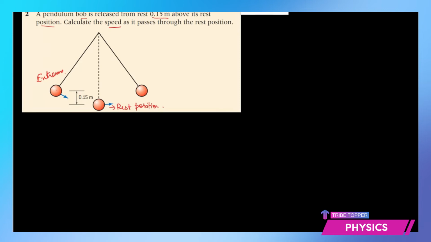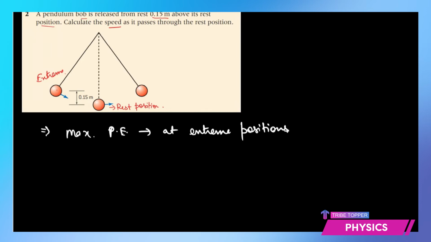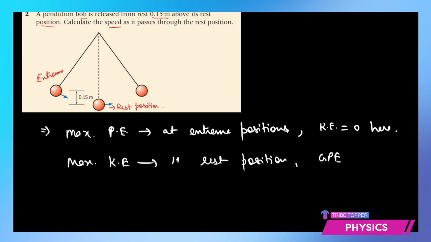So what do we know here about the pendulum? You only need to know that potential energy exists at the extreme positions and the kinetic energy exists at the mean position. And you have maximum potential energy at the extreme position where kinetic energy is 0, right? And your maximum kinetic energy exists at the rest position, and at this point your gravitational potential energy is 0. So what are we going to do? We'll equate again, because the maximum gravitational potential energy at the extreme position is the one which is going to be converted into the maximum kinetic energy at the rest position.